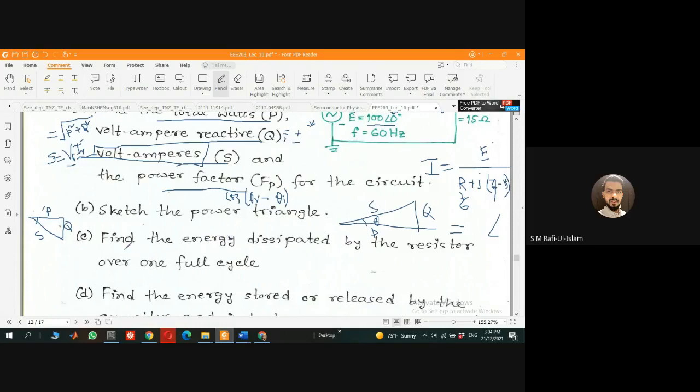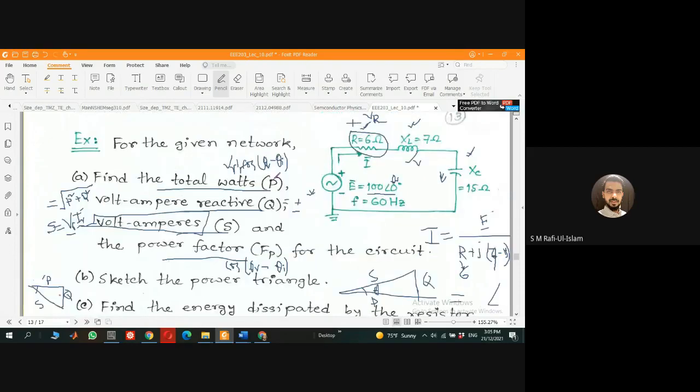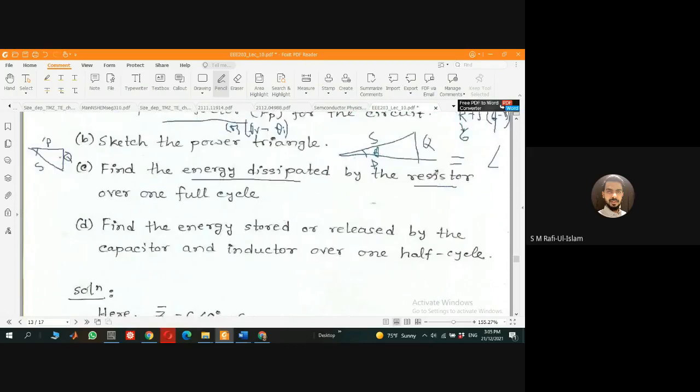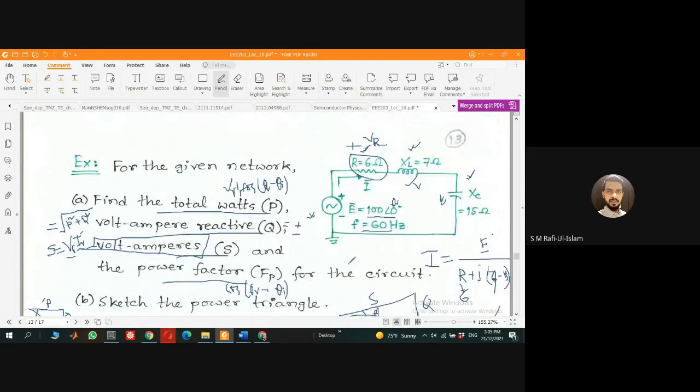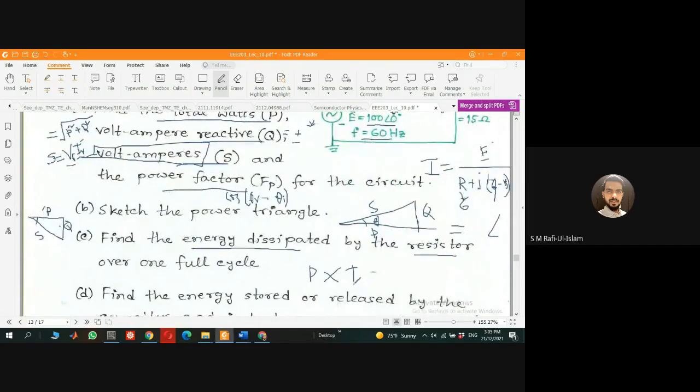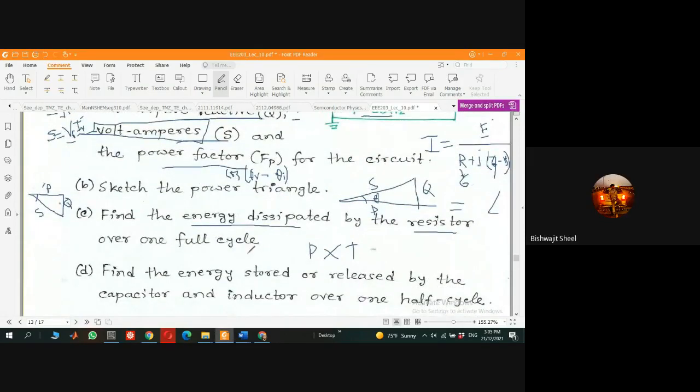Yes, sir. The second part is the energy dissipated, meaning you need to calculate the energy dissipated by the resistor. Whatever real power is dissipated along the resistor, P, just multiply it by capital T. Capital T means one full cycle, half cycle means T by 2. We know T equals 1 upon F, right? Frequency is given. Can we calculate T? Yes, sir. Perfect.